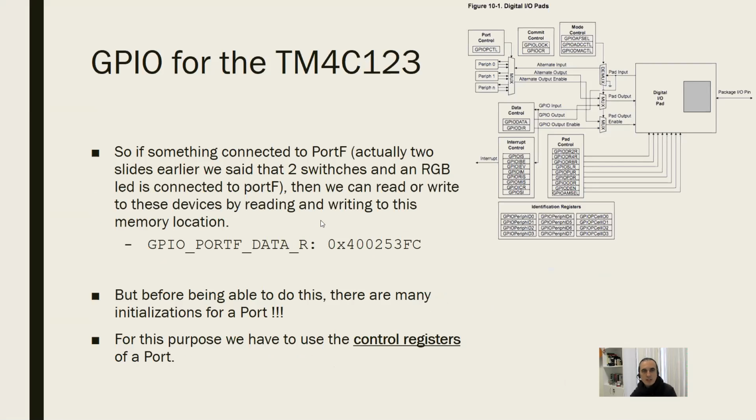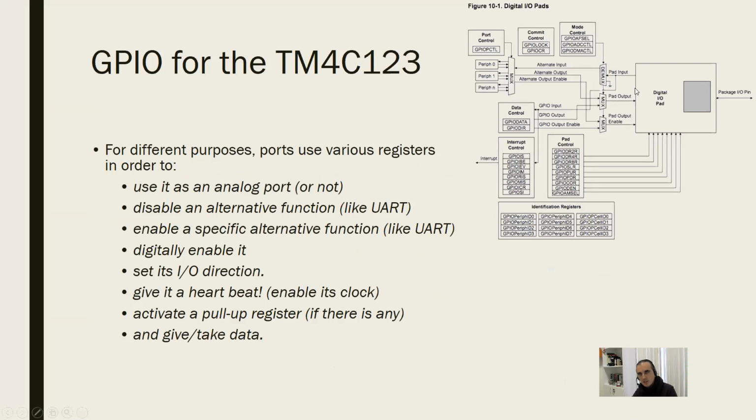Okay. So if something is connected to port F, actually 2 slides earlier, we said that 2 switches and an RGB LED are connected to F, then we can read and write to these devices by reading and writing to this memory location. As if we are writing to memory or reading from the memory, we are using this address and we are connected to this data. And if you write to this address, GPIO data, which is this, you are writing the values. And by writing to this address, we'll be making the LEDs on and off.